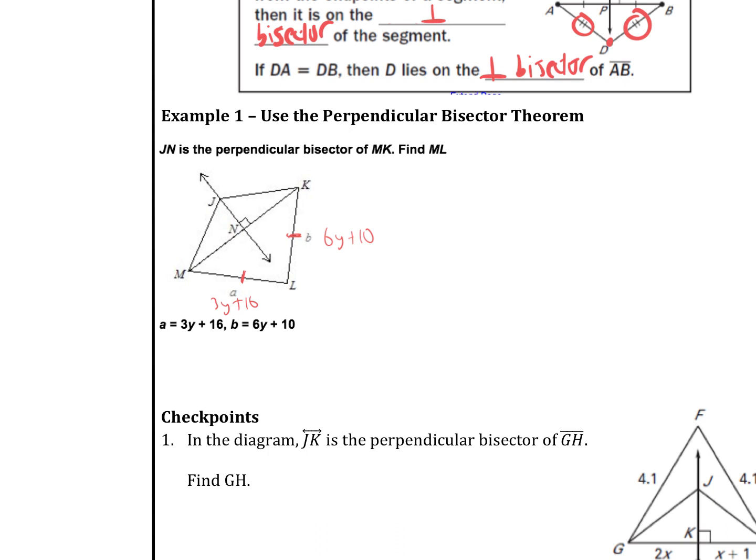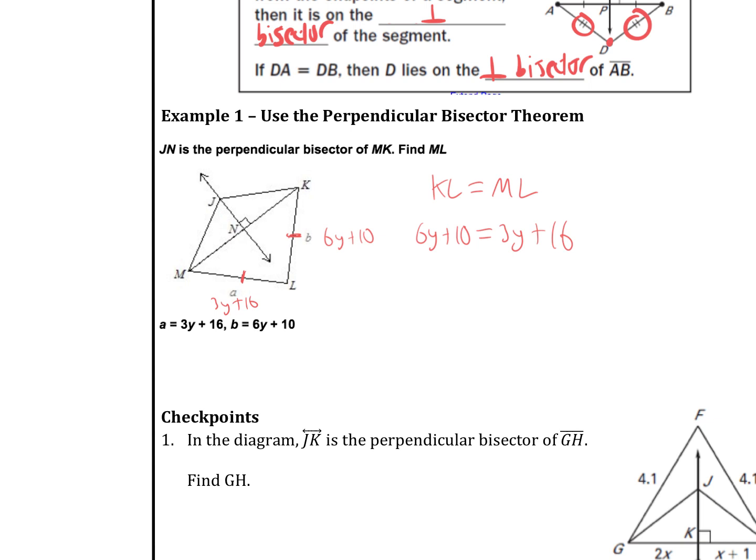So we're going to do 6y plus 10 equals, actually, let's rewrite this here. I'm going to write before we do that. What we know is that KL is equal to ML, because of the tick marks here. So now we can do our 6y plus 10 equals 3y plus 16. Why don't you guys pause the video and see if you can solve this from here?